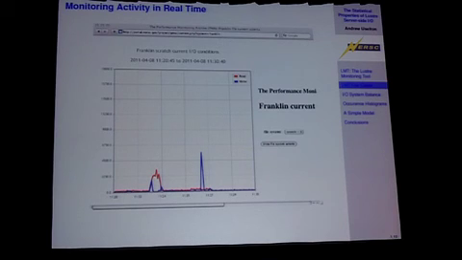So here's 10 minutes of data, and I'm just connecting the samples with lines just so that it's visually a little more appealing. Red is the read rate, blue is the write rate. This is time on the x-axis. This is megabytes per second on the y-axis.